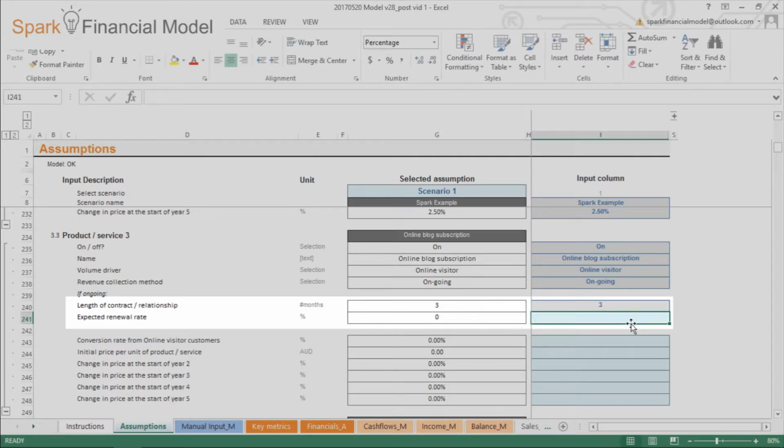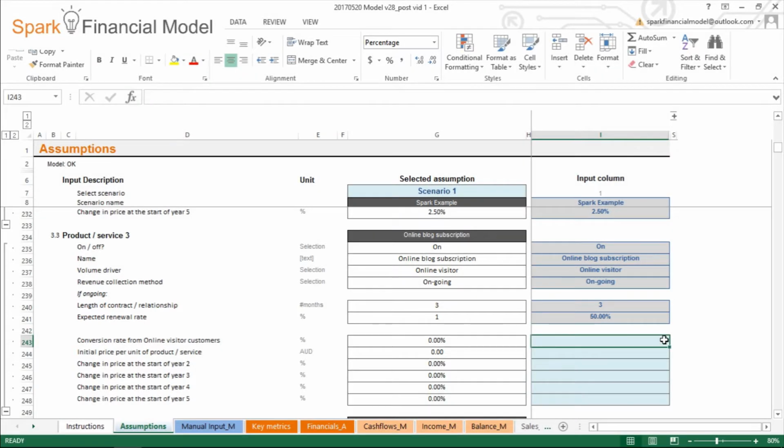First is the length of the contract. Say the subscription for the blog is for a minimum of 3 months, and the subscription fees are paid monthly. After this 3-month period, around half of the subscribers will drop off. So we enter a renewal rate of 50%.